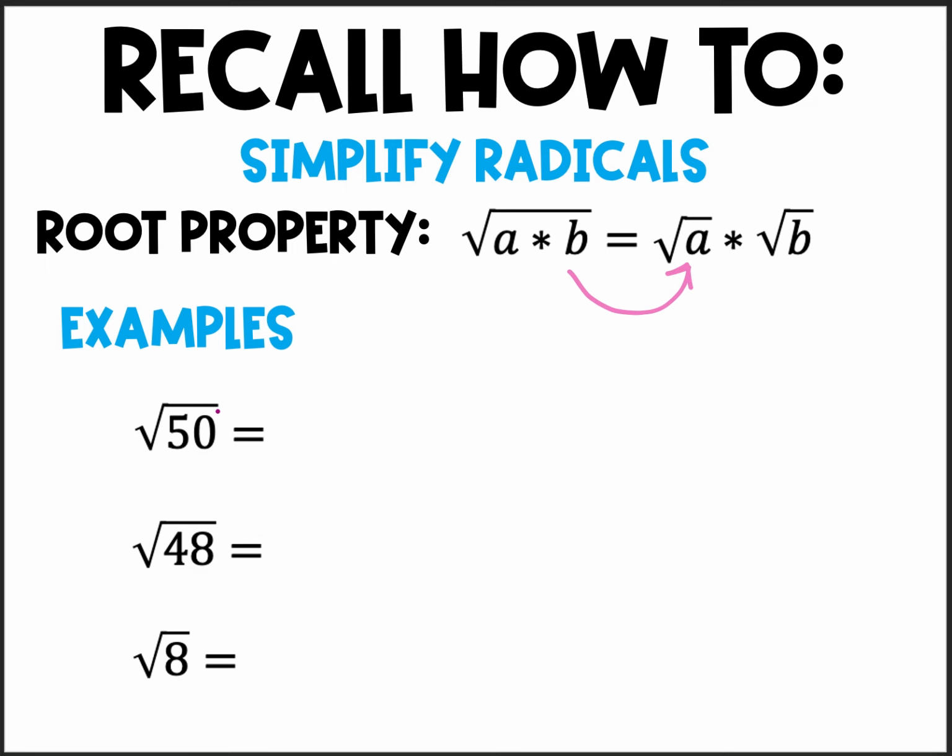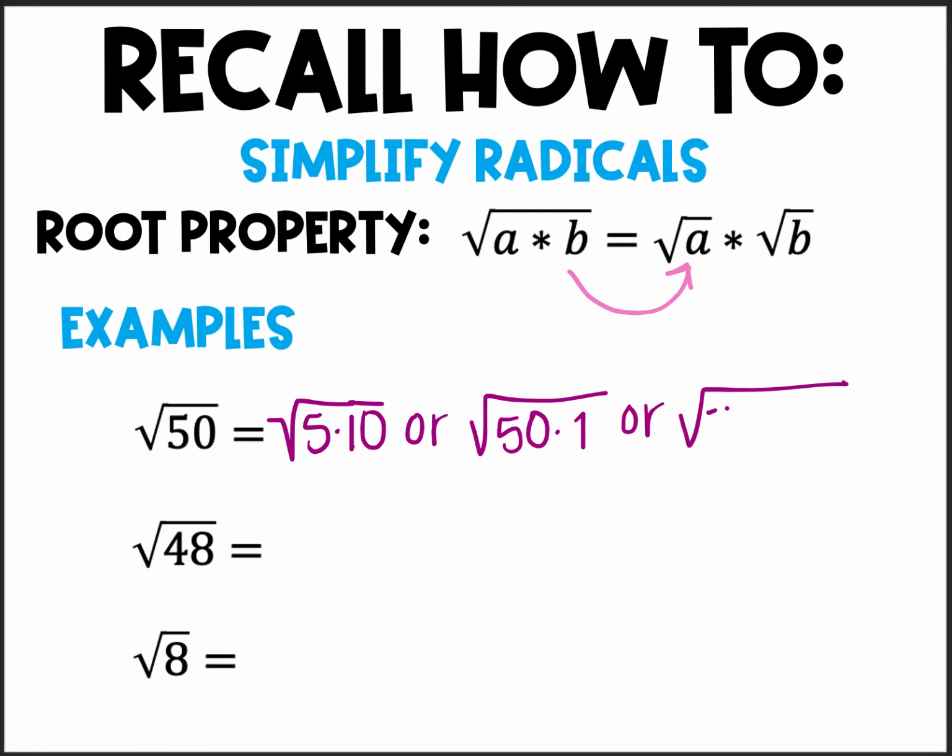Let me go over the first example of this set of examples. Let's try to simplify the square root of 50. First, I'll need to factor my 50. There are different ways you can factor 50. You can say 5 times 10, or 50 times 1, that's another option, or 25 and 2, and so on.